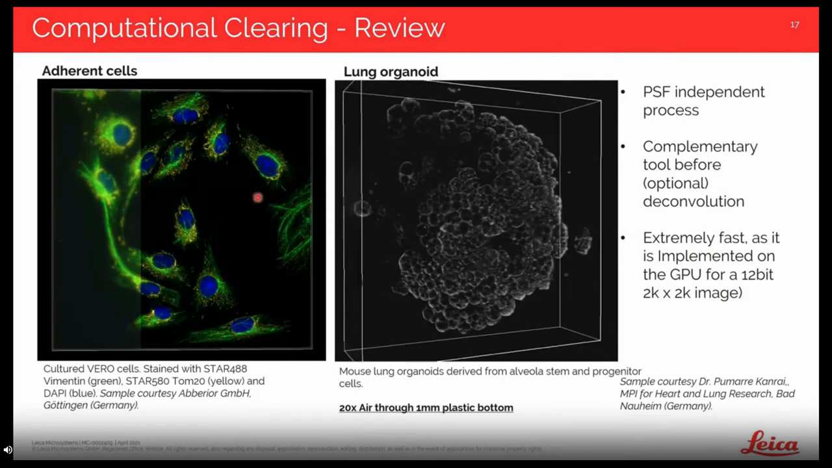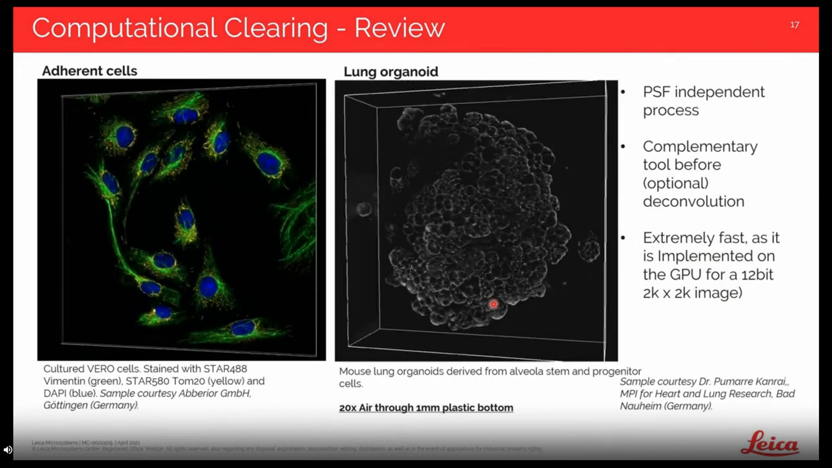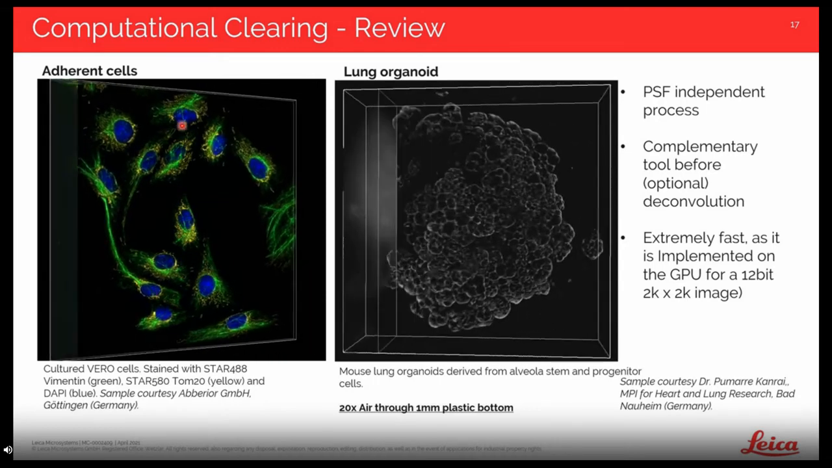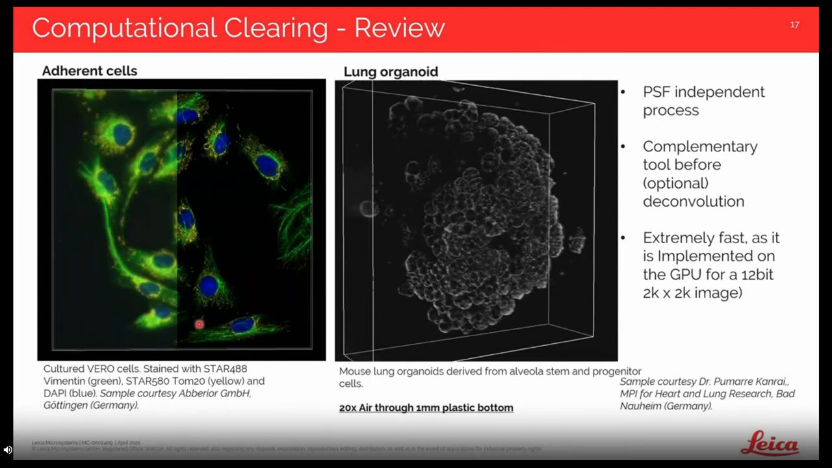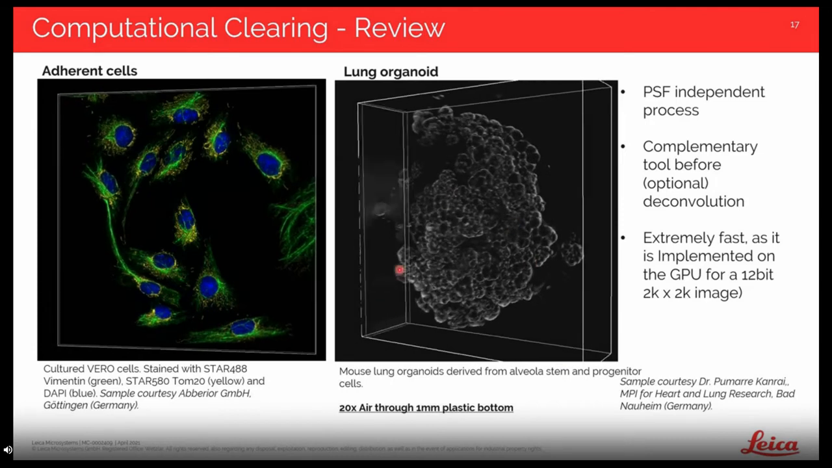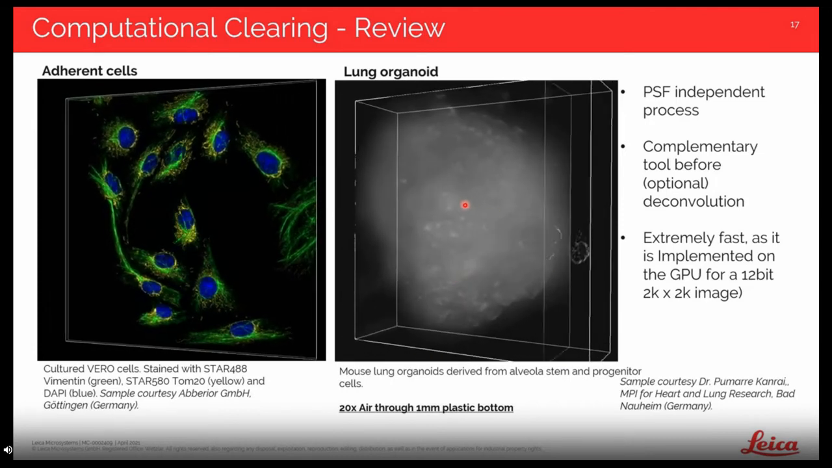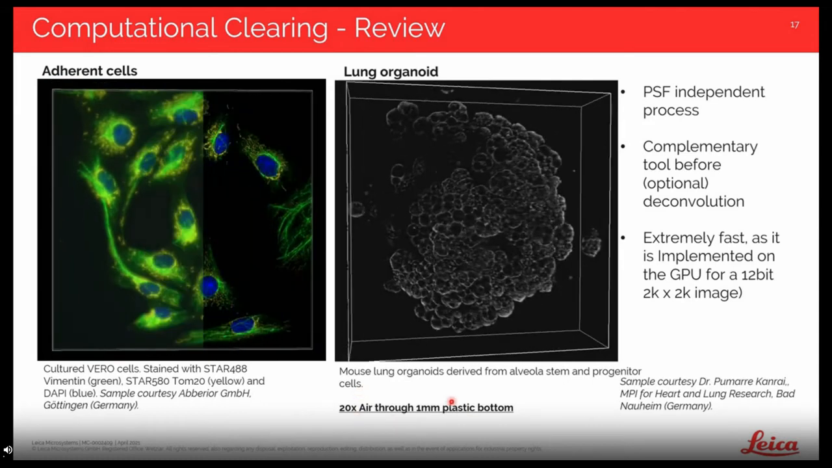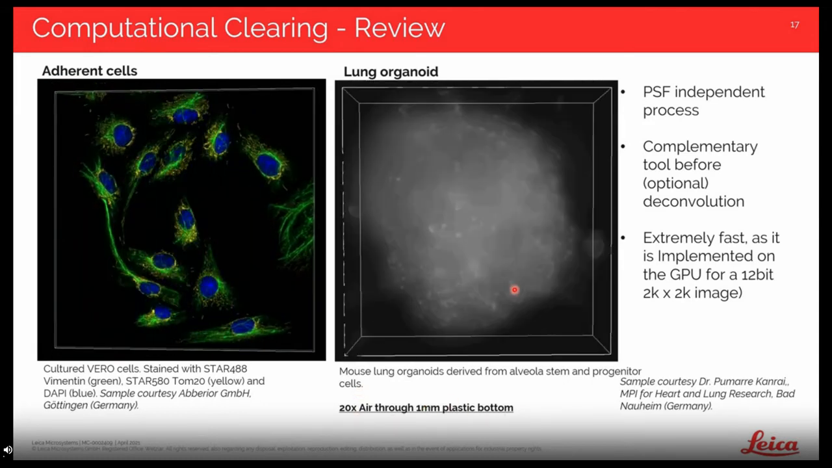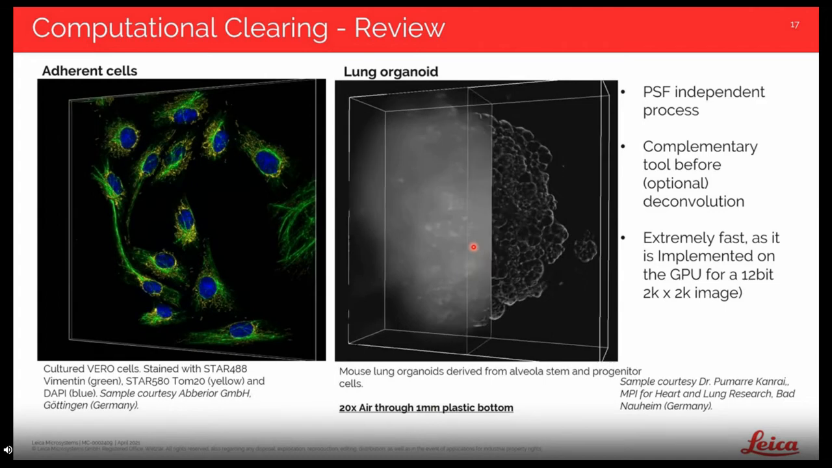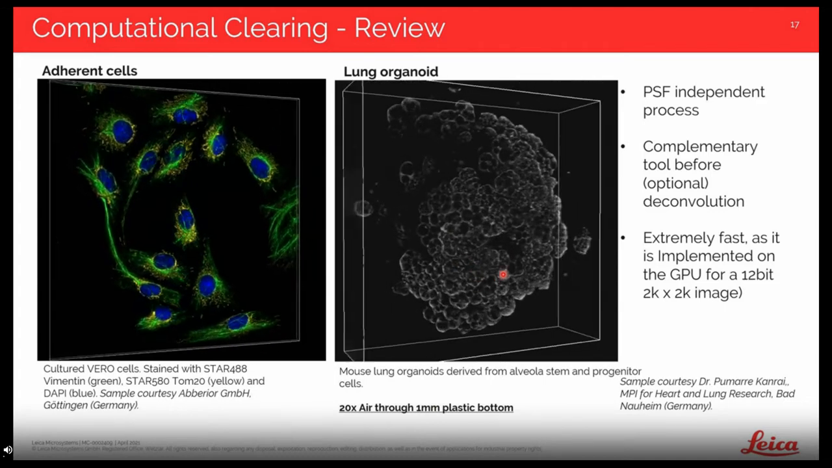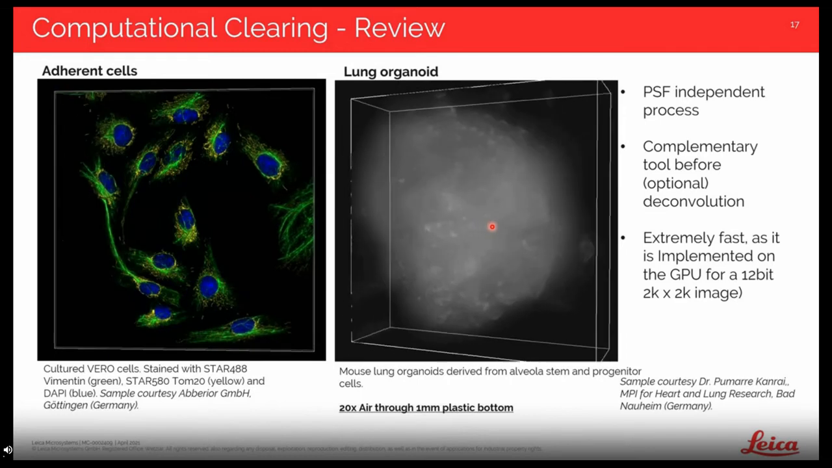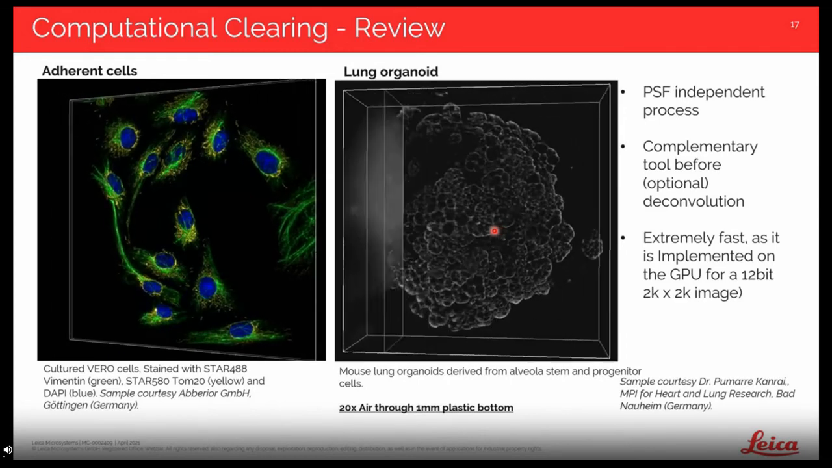And here we just have a few more examples showing you how ICC improves image quality. On these adherent cells, the background is removed, the signal to noise is increased. On this mouse lung, this is actually a very hard image to collect because we used a 20x air through 1 millimeter of plastic, and you can see there's a lot of out of focus light, a lot of blur due to that. And after ICC, that is removed, and we have much better contrast and signal to noise across the features in the organoid.